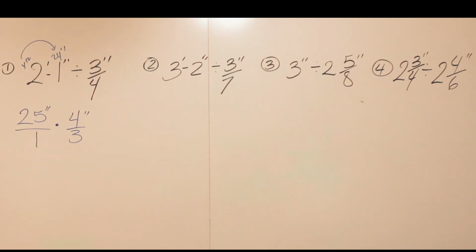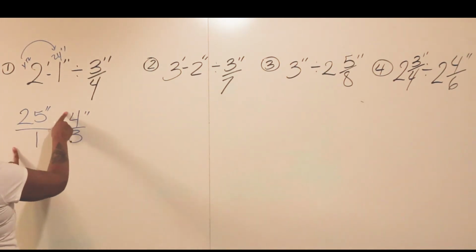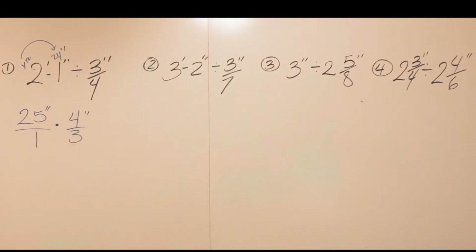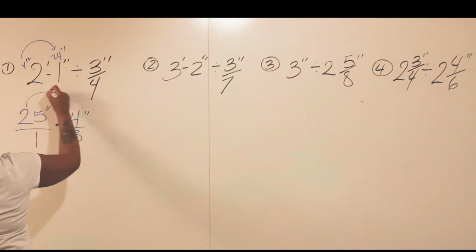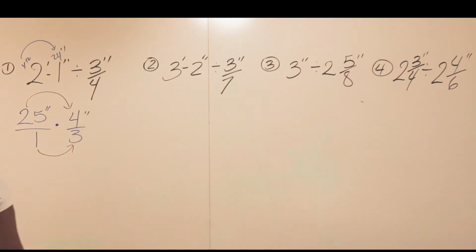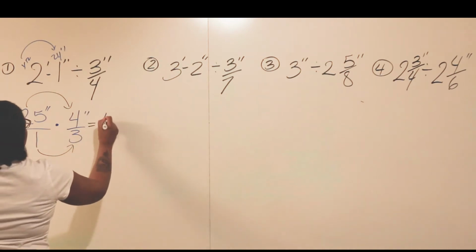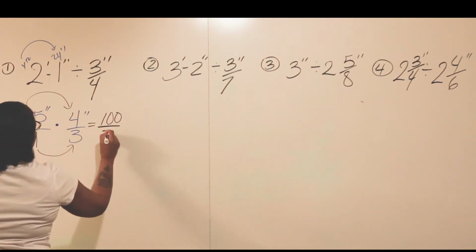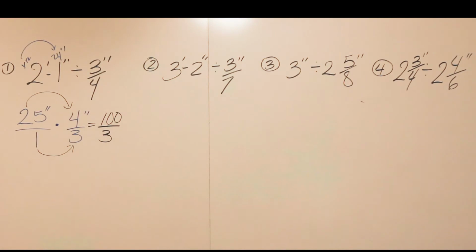If you don't, your answer is going to be wrong. So, next step, because now we have a multiplication problem, we cross-reduce if we can. Can we cross-reduce 3 and 25? No. Can we cross-reduce 1 and 4? No. So because we can't cross-reduce, now just like in multiplying, we multiply the numerator times the numerator and the denominator times the denominator. 25 times 4 is? 100. 100 over denominator? 3.